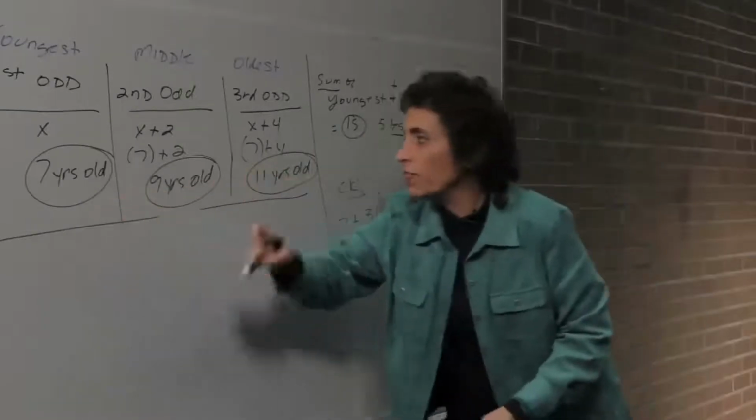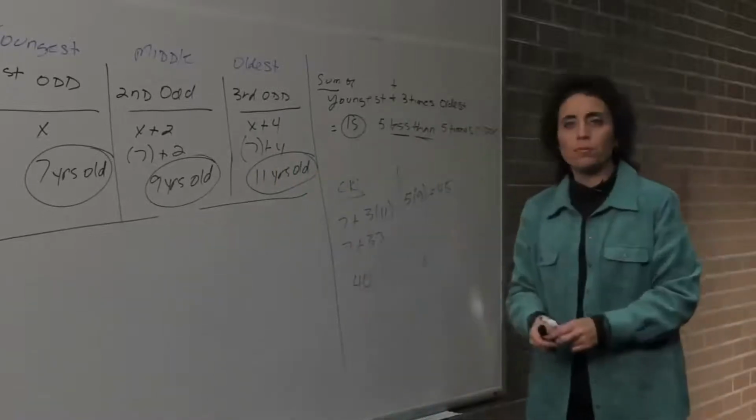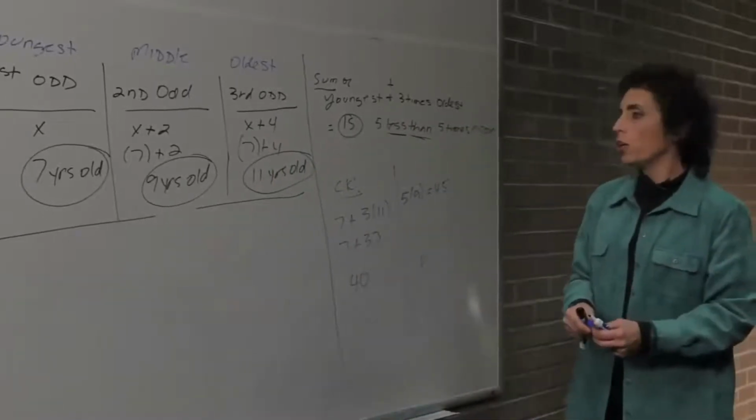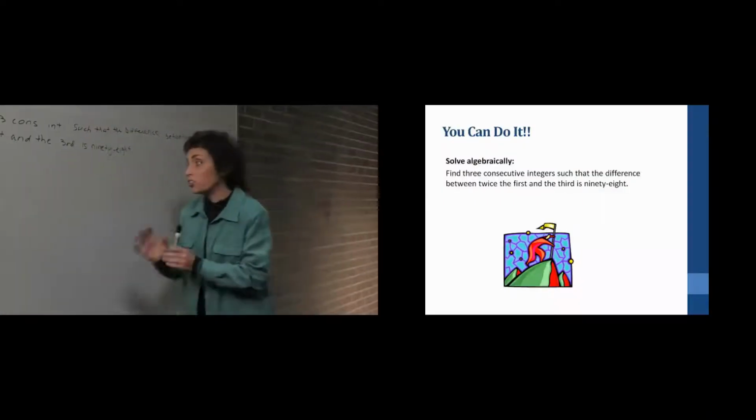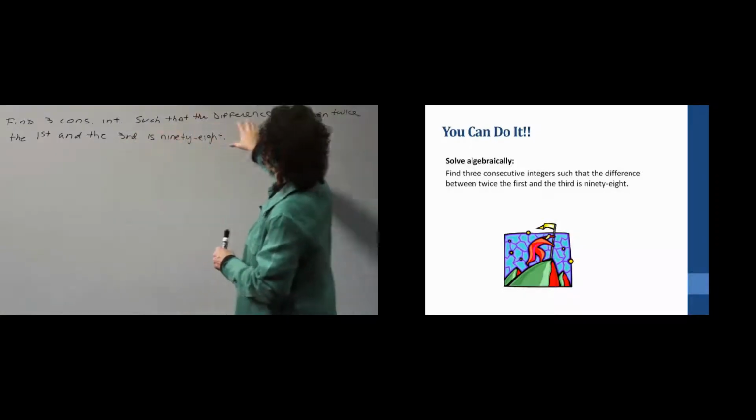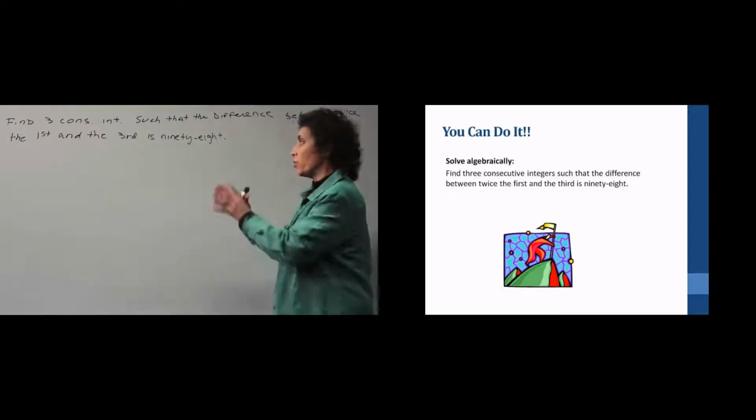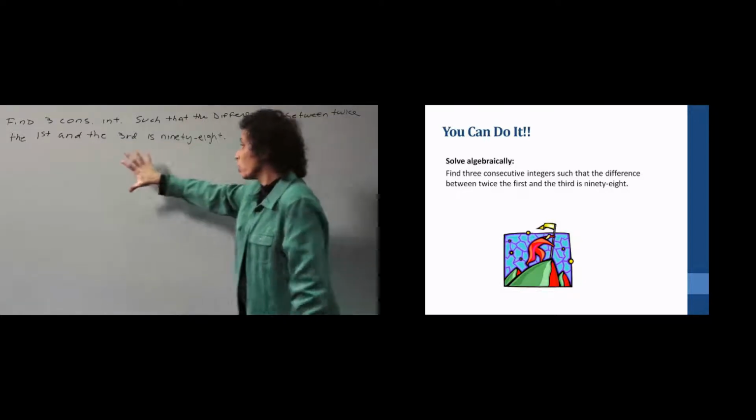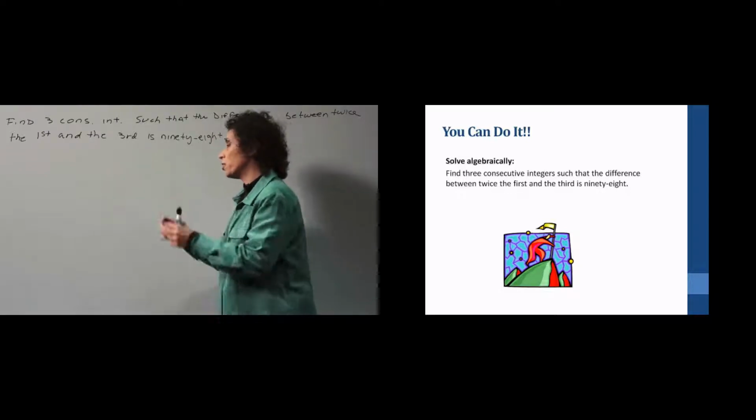So the youngest kid is 7, the middle kid is 9, and the oldest kid is 11 years old. Great problem. Awesome. Okay, we're going to look at one more in a minute. All right, we got 2 left in this section. Let's take a look at this one. We want 3 consecutive integers such that the difference between the first and the third is 98. Okay, what I'd like you to do is go to your workbook and set this up with the key and the equation, and then click when you're ready and we'll solve it together.